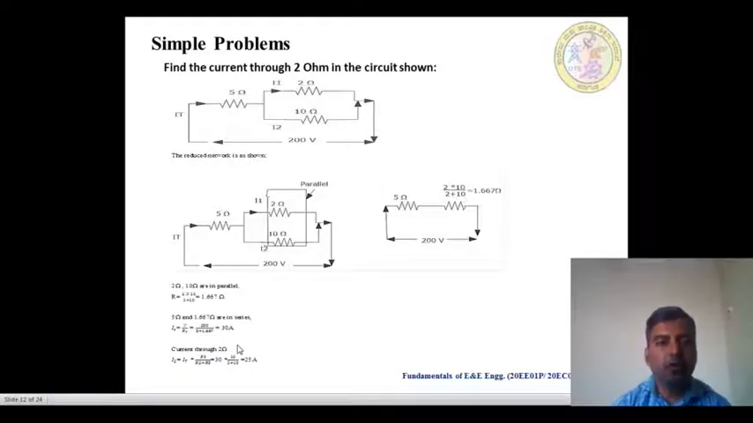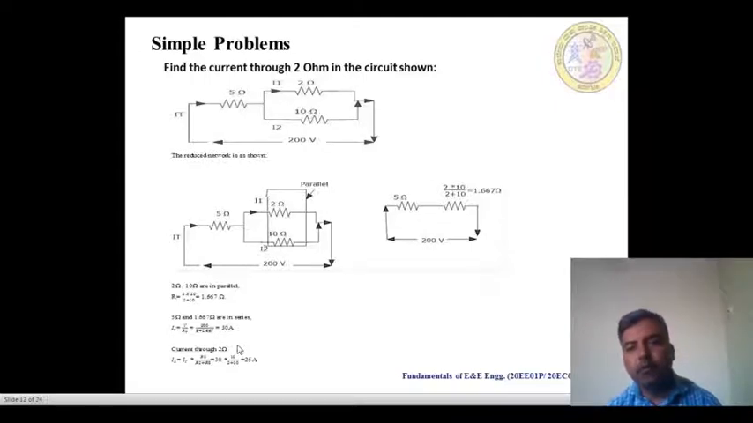Now we see a combination of resistances. 5 ohms is connected in series with 2 resistors, 2 ohms and 10 ohms, which are connected in parallel. For finding the current in the 2 ohm resistance, first we have to find the equivalent resistance of all the connected resistances. First we find the equivalent resistance of 2 ohms and 10 ohms in parallel: 2 into 10 divided by 2 plus 10, that is 1.667 ohms. That is connected in series with 5 ohms.